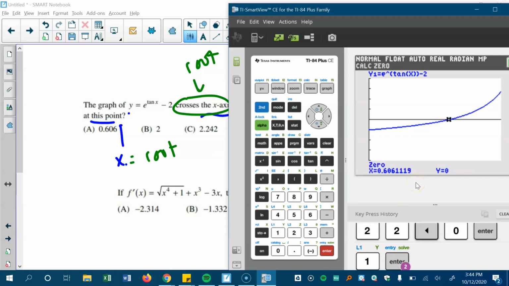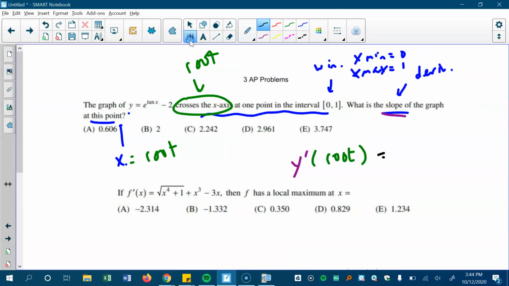Okay, I need to write that down, 0.6061119. So my root is 0.60, oh my gosh, I forgot already. Yep, 0.6061119. Okay.